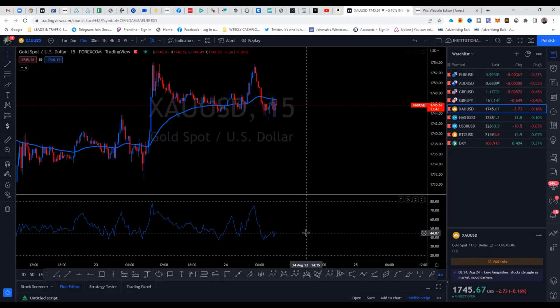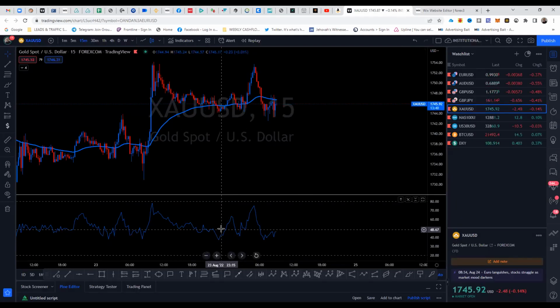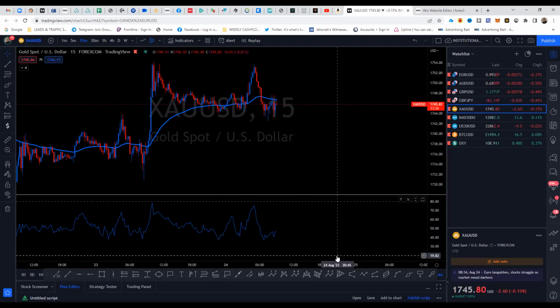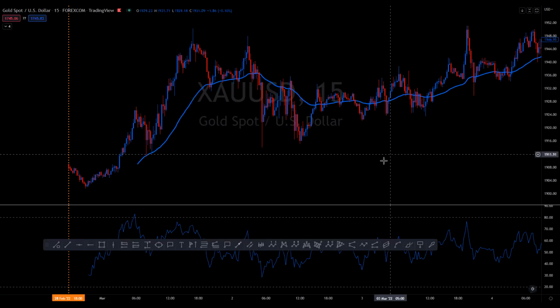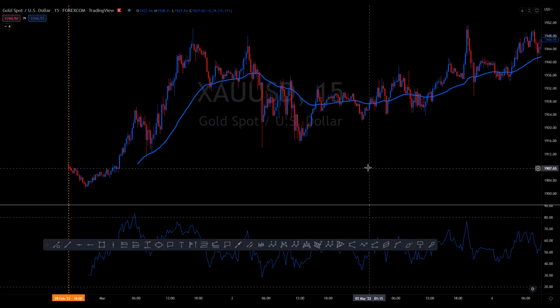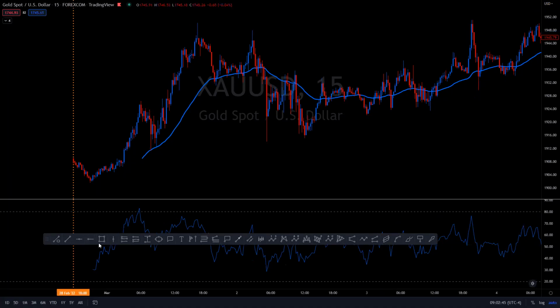So what we're going to do is start marking up supply and demand market structure from the 15-minute time frame to the 4-hour time frame. So let me get started. All right, so let's get going. We're going to mark up our supply and demand zones.